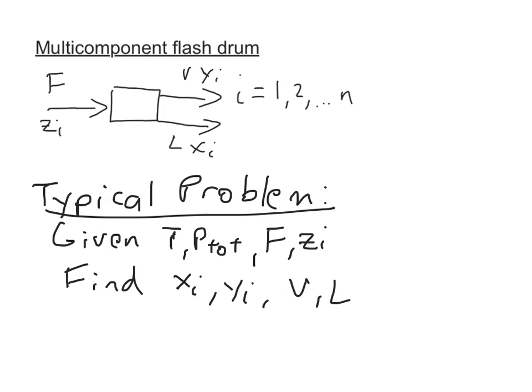So a typical problem that we may deal with is shown here, where we're given some information. We're given the total pressure and the temperature of this flash drum. We're given a feed rate coming in, and we're given the mole fractions of the feed coming in here. And we're asked to find information about the outlets. We want to know the mole fractions of the liquid and vapor of the different components and the flow rates of the vapor and the liquid. And so this is a typical type of problem we'll have. We've dealt with it before, but especially when we're dealing with multi-component flash drums.